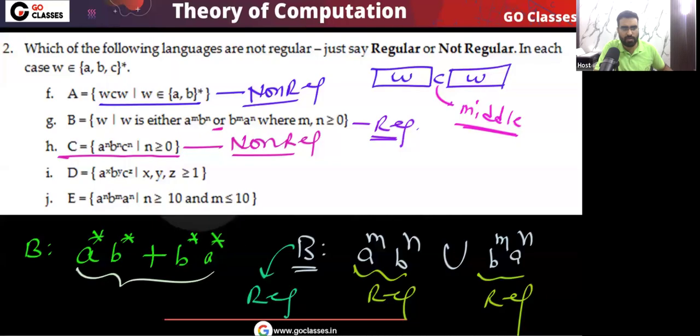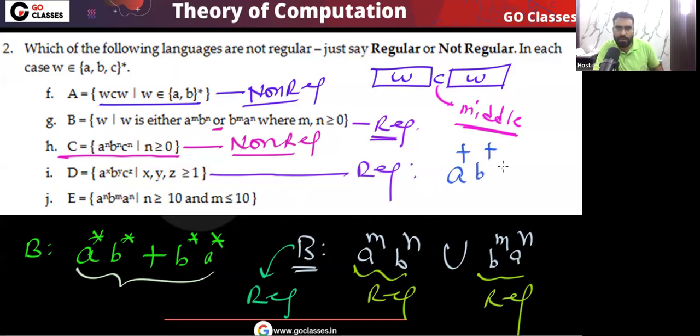Okay, what about the next one? This next one, tell me, a power x, b power y, c power z, where all are greater than or equal to 1. This is regular. You can easily write the regular expression. What will that be? The regular expression will be a plus b plus c plus. Yes or no? Because you can see greater than or equal to 1. So a plus b plus c plus. What about the next one?